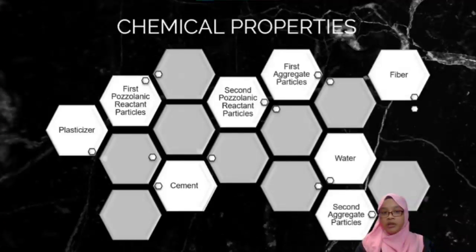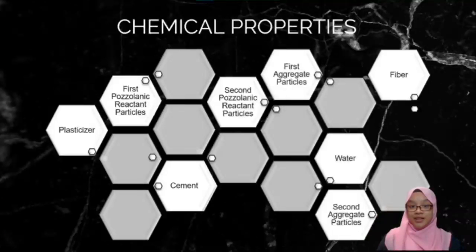In this case, the material used for the first pozzolanic reactant particle is not limited just to silica fume. Instead, a compound selected from kaolin derivative, precipitated silica, classified fly ash, or the like may be used. Next is second pozzolanic reactant particle.